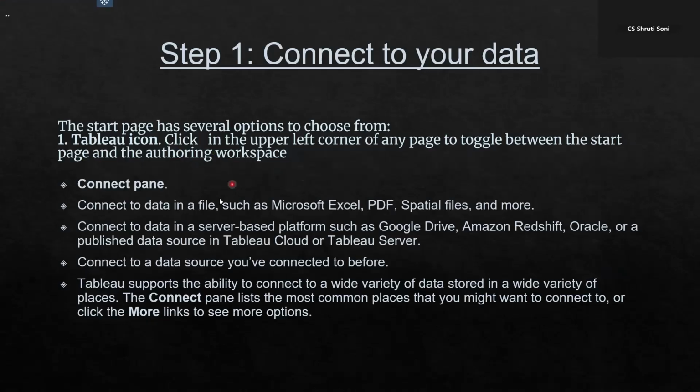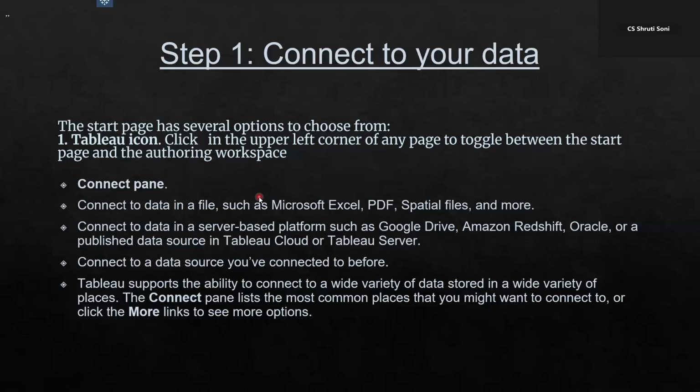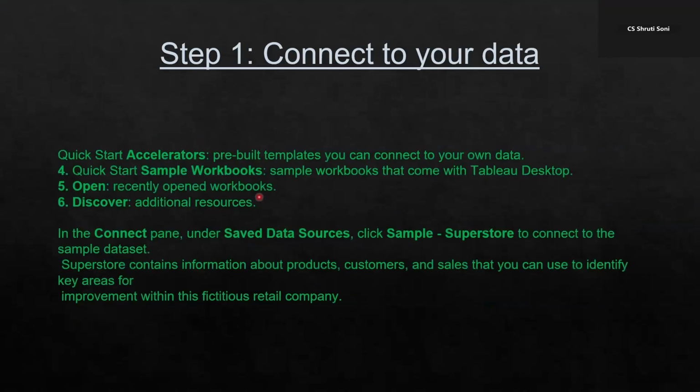And then you just connect to the data in any server-based platform, for example, Google Drive or Oracle or any published data source in Tableau Cloud or Server. You can connect to a data source you've connected to before, and Tableau supports the ability to connect to a wide variety of data stored in a wide variety of places. The connect pane will list out the most common places that you might want to connect to, and you can also click on More. So these are the most common places, and then you have More here, so that if you want to search other places, you can search those places also, and then you can connect your data.